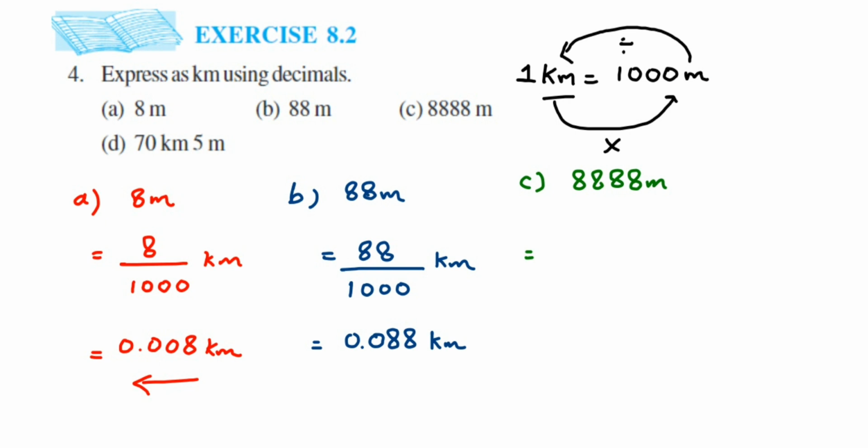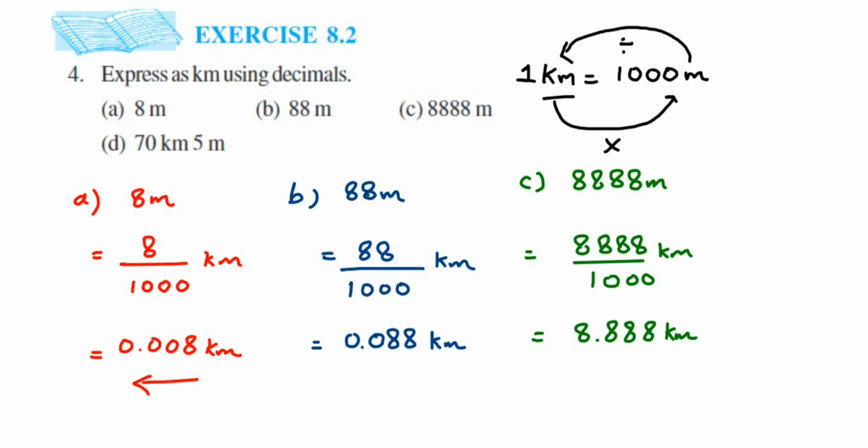So 8,888 divided by 1000 kilometer. So we have 3 zeros in the denominator, so after 3 places, that is 8, then 8, then 8 from the right side, 3 places are over, put the decimal point and then 8. So 8.888 kilometer is the answer.